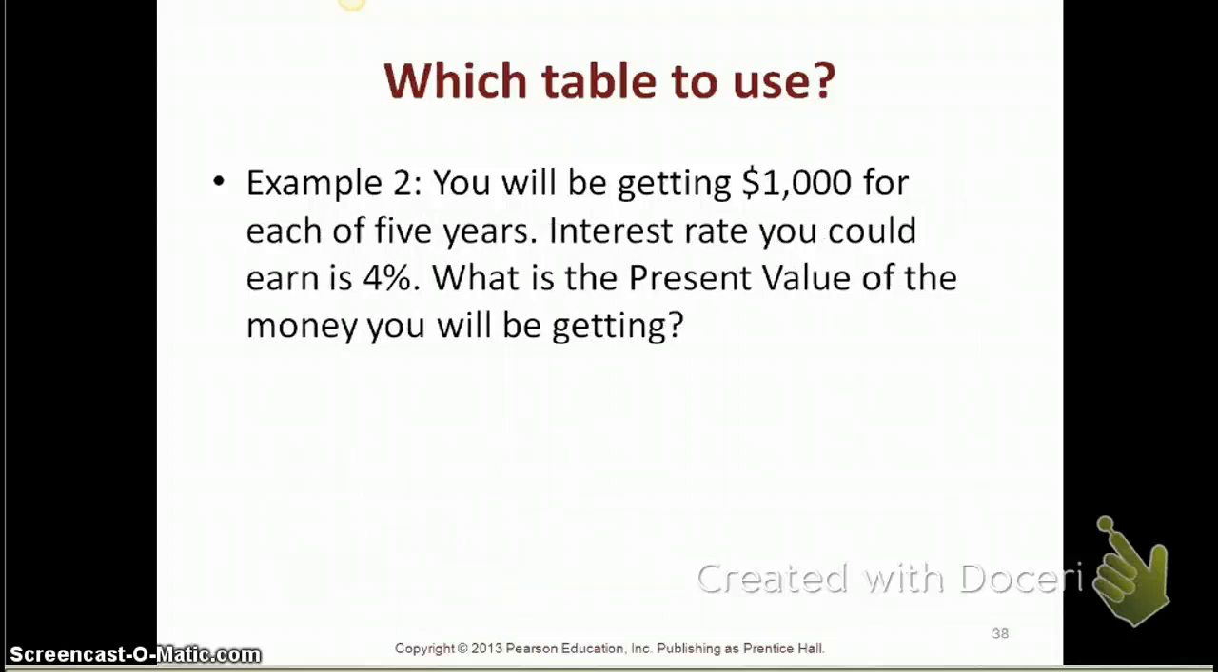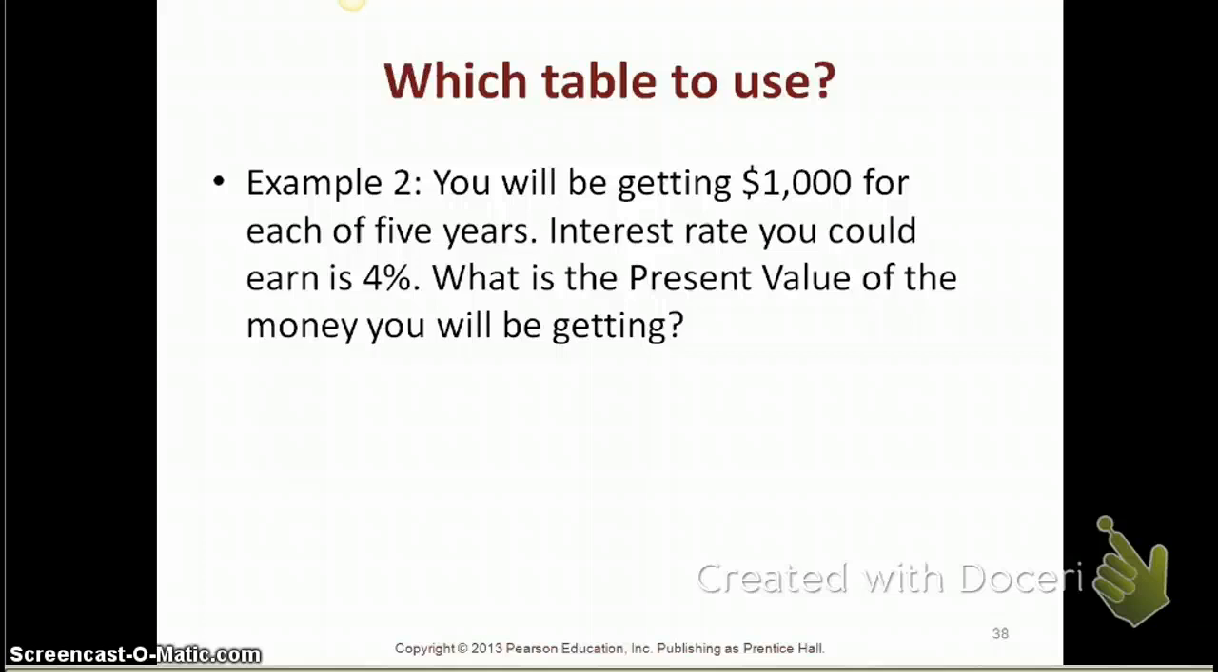Pause this video and read this question for a minute. So question number 1 is always, do they want you to calculate the present value or future value? Here it says they're asking for the present value. The next step is, is this an annuity or a lump sum? Let's read the question. It says you will be getting $1,000 for each of the 5 years. That means you'll be getting $1,000 in year 1, year 2, year 3, year 4, and year 5. That would be an annuity.